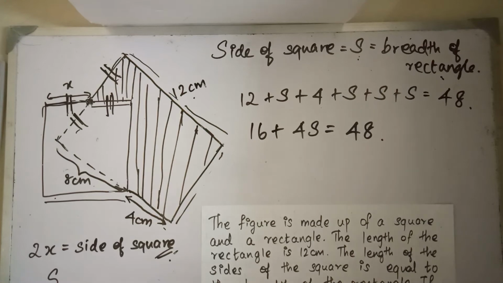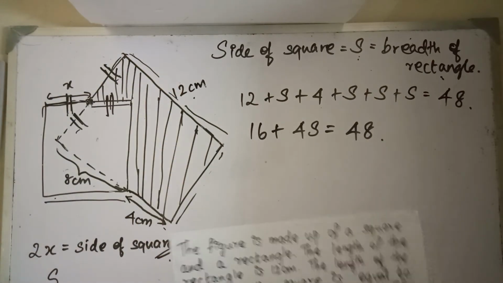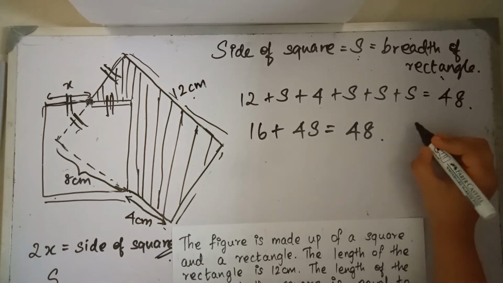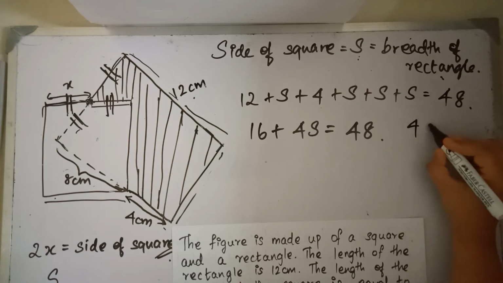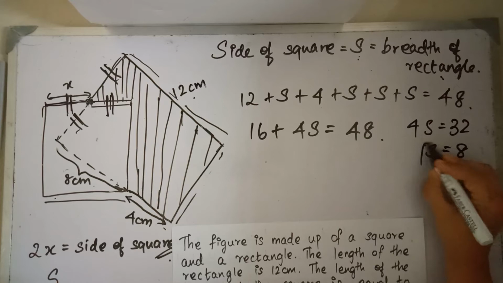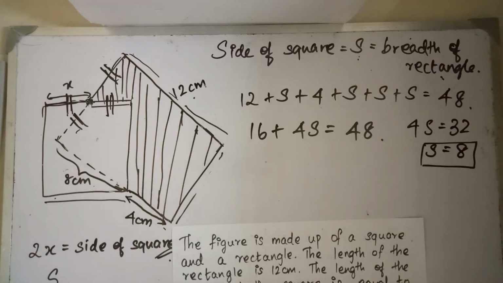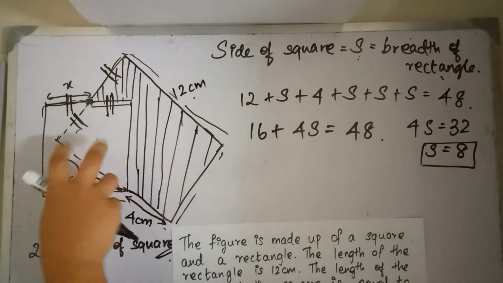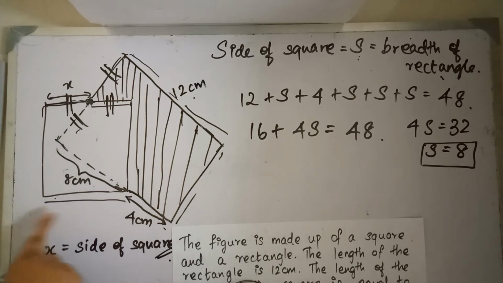So for now we have decoded the perimeter of the figure. Using this we can find s, which can be found out by taking 4s is equal to 32. So s will be equal to 8. Now what do we do with this information? So we just know that the side of the square is equal to 8. This part is equal to 8, this part is equal to 8, this is equal to 8, this is equal to 8.